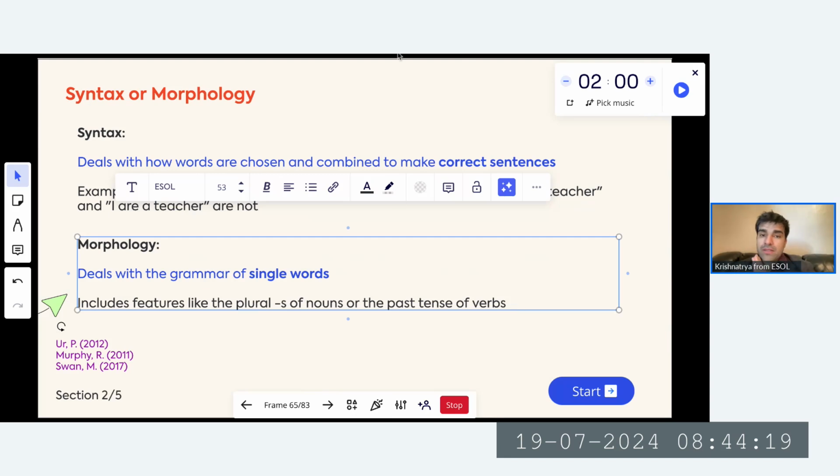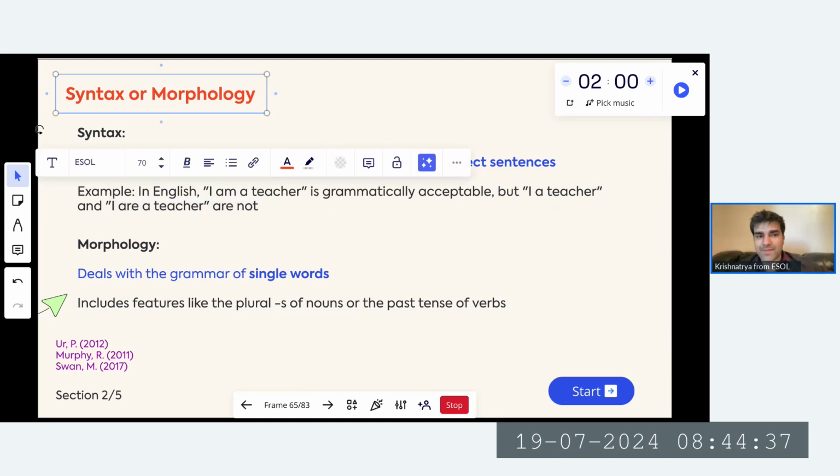Combination of these two things, linguistically speaking, is the definition of grammar. But why are we talking about all of this? Because अगली slide में हम एक बहुत अच्छा सा game खेलने वाले हैं. Are you ready for that game? Show me a thumbs up if you're ready.